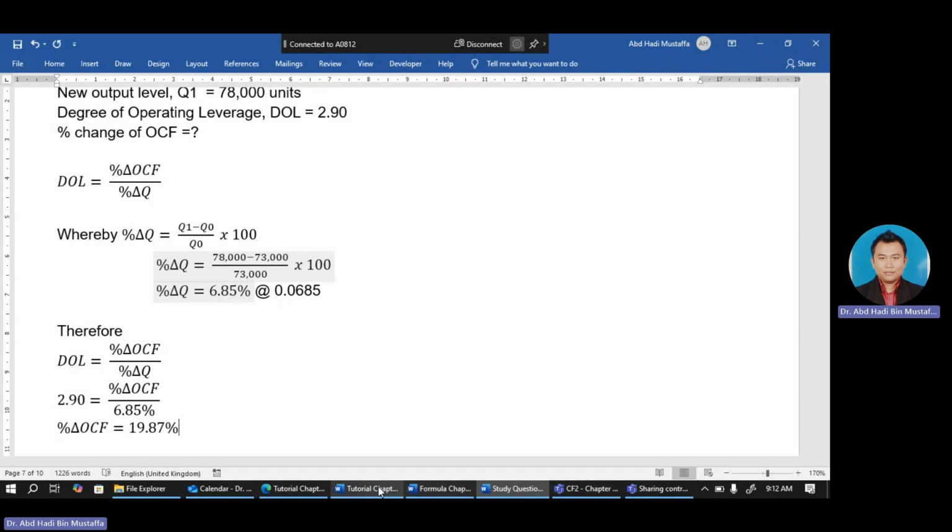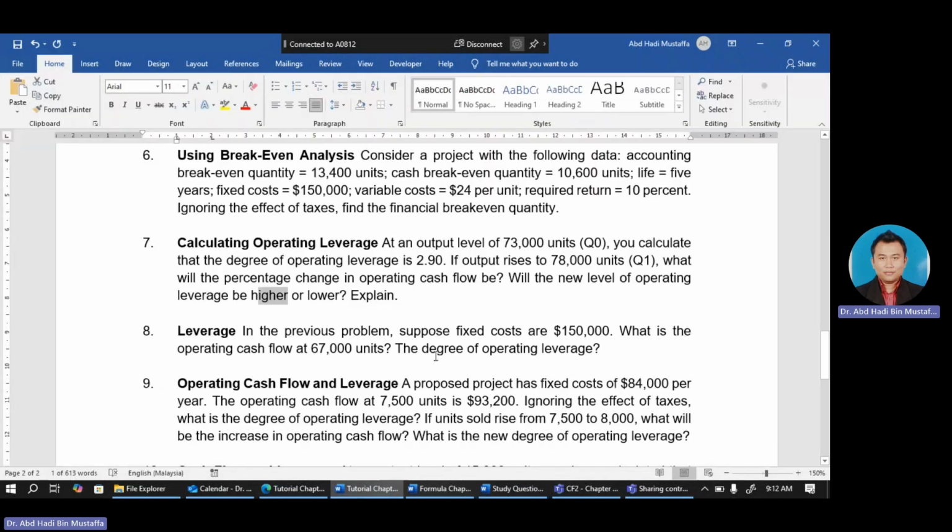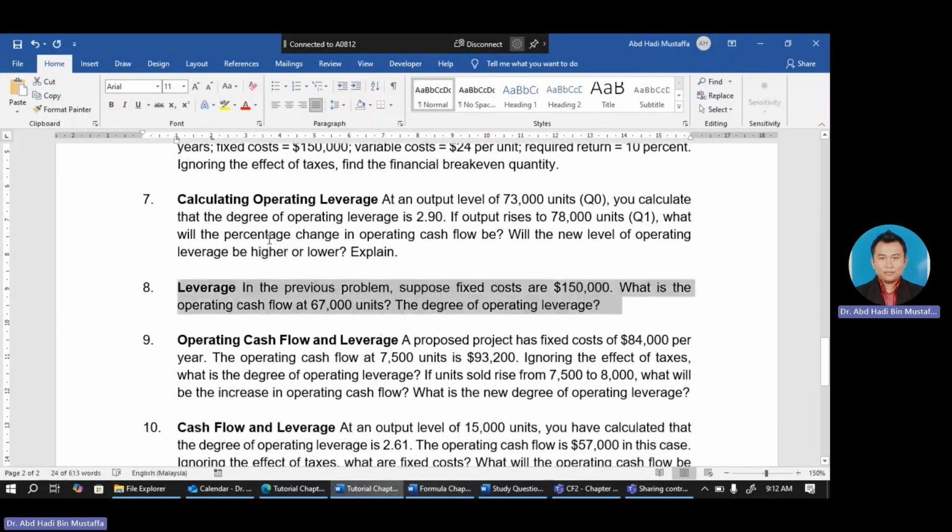Question number 8 is a continuation from question number 7, because it says in the previous problem. Suppose fixed costs are 150,000. What is the OCF at 67,000 units? And then you need to calculate the new DOL. The earlier old DOL was 2.9. Now they ask you to calculate the new DOL.